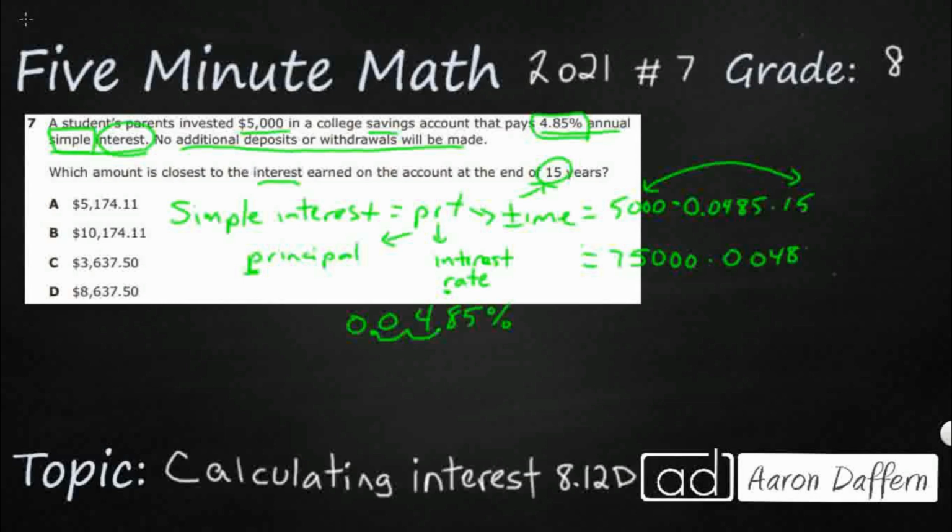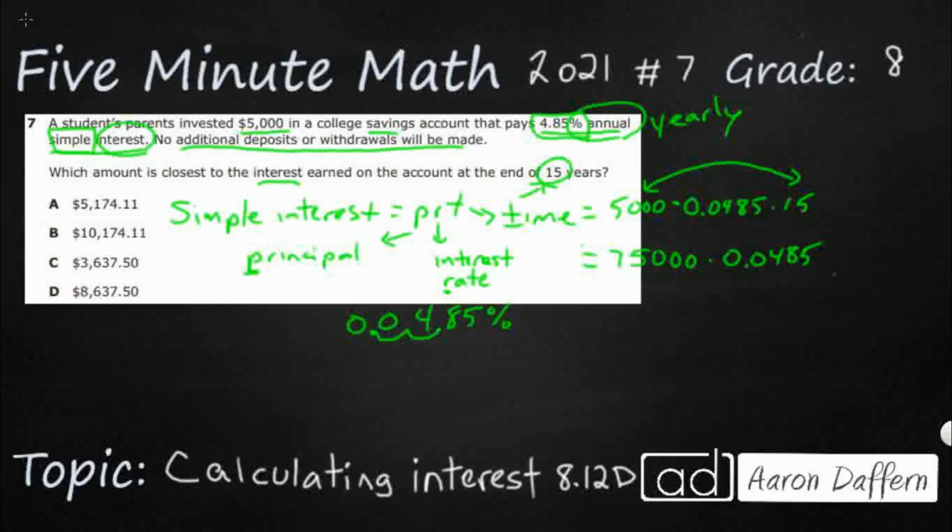So I would highly suggest at this point bringing out your calculator. If not, you do it manually, but that's a lot of numbers and a whole lot of zeros, and the opportunity to mess up the decimal point is pretty large. So we're going to take 75,000. That's that principal of 5,000 multiplied over 15 years, because this interest rate is calculated yearly, annually. That annual means yearly. So we're going to multiply that by our 0.0485.